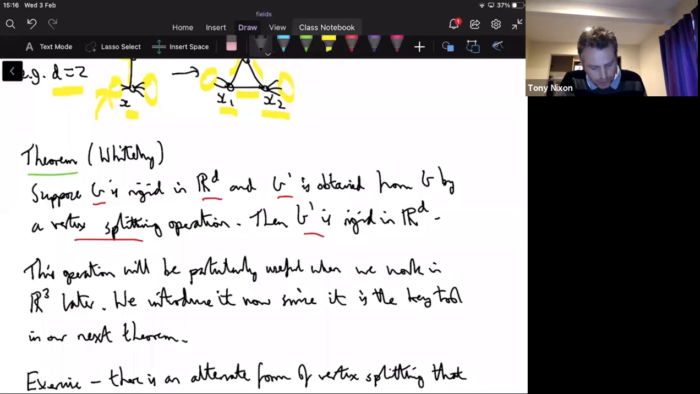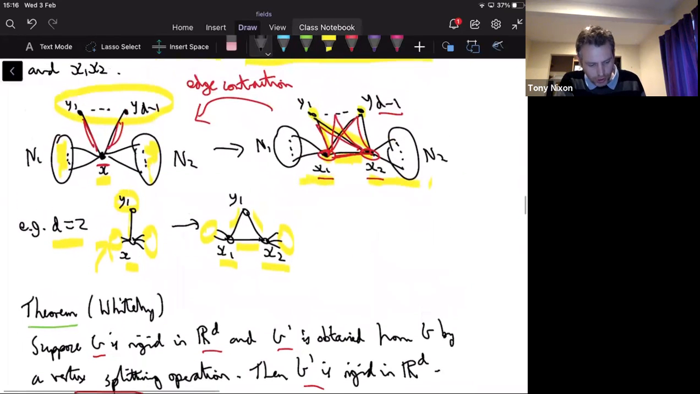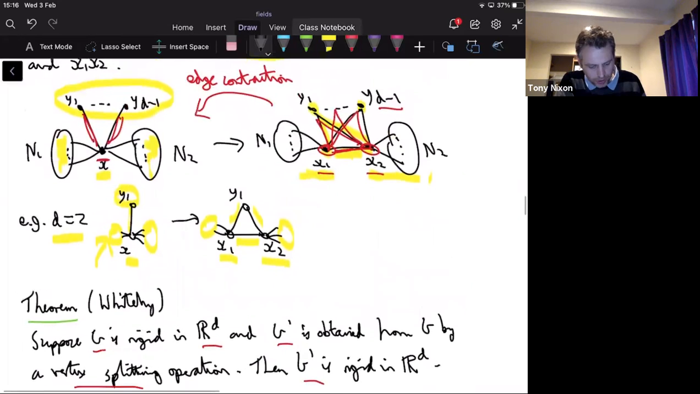Okay, so I don't want to prove this theorem to you, but to give you a bit of an idea, the idea is a little bit like what Alex just said. So you start with this graph and you know it's rigid.